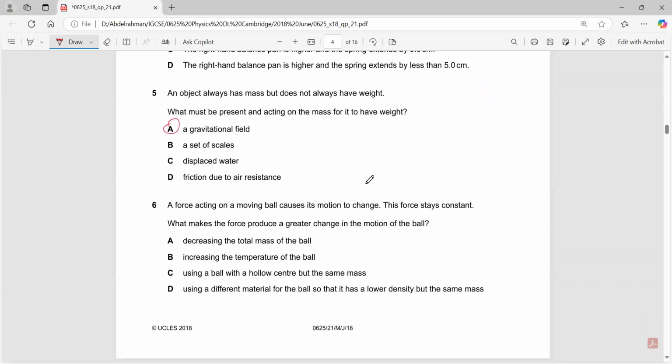A force acting on a moving ball causes its motion to change. This force stays constant. What makes the force produce a greater change in the motion of the ball? You have force and you have a mass on the ball. We need to produce a greater change on the motion of the ball. How can I produce a greater change on the motion of the ball? Decreasing the total mass of the ball. Definitely. F equals ma. If it's the same force and you need to increase the acceleration, you might need to decrease the mass in order for the acceleration to increase. Okay.